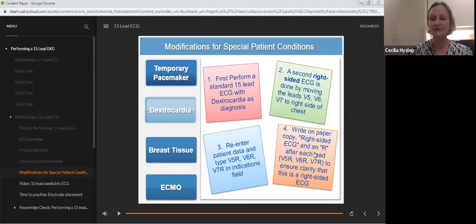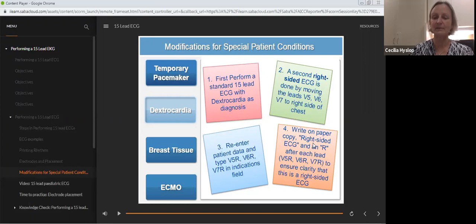In the past, when we were doing the second ECG, we would do a dextrocardia one, and we would move V5R, V6R, and V7R. So we would move V5, V6, and V7 across to the other side, and then we would do a dextrocardia or right-sided ECG.